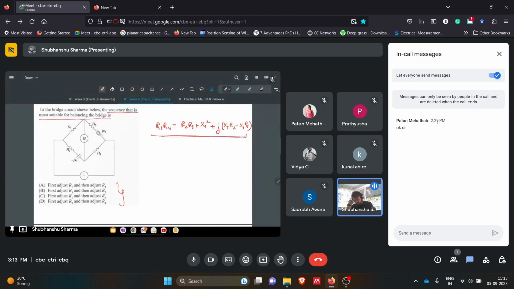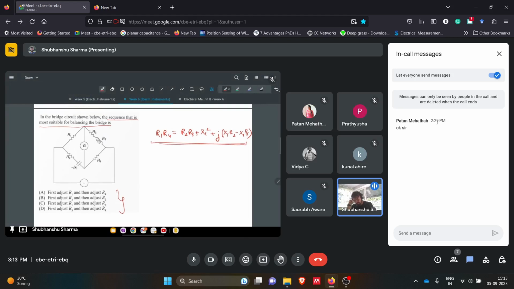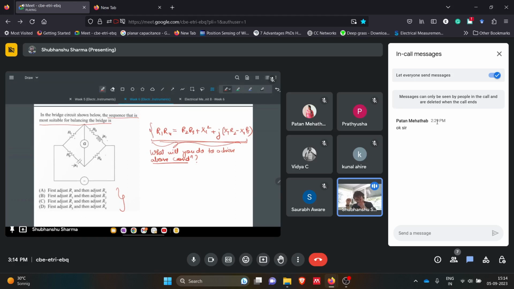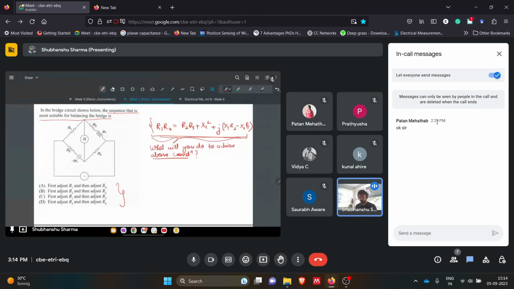So what will you do to achieve the above condition? And how I got this equation: I used the balance condition, the ratio of the arms, equated them, and got this. Now just think for 2 minutes, and then I will tell you the answer.